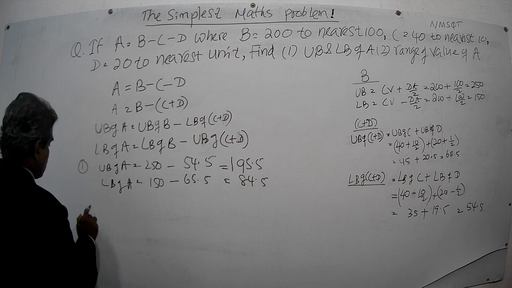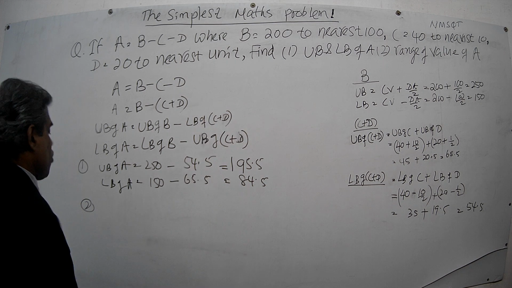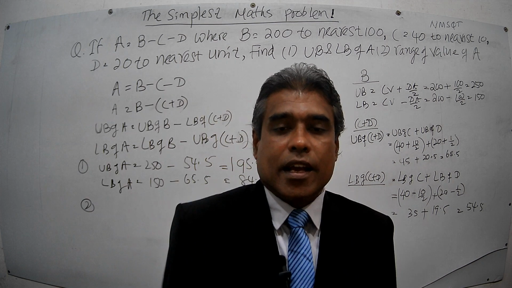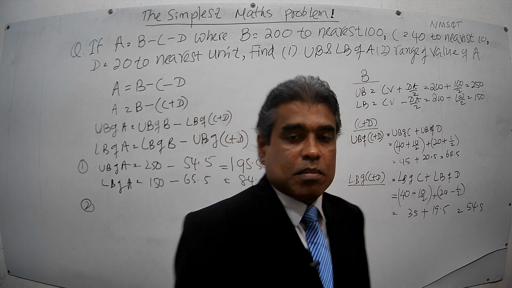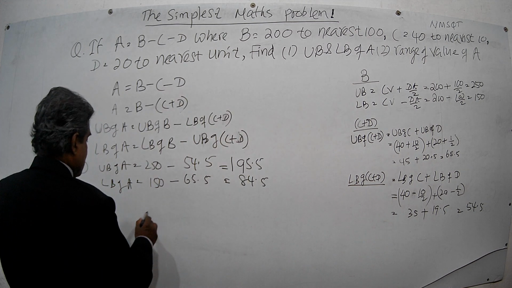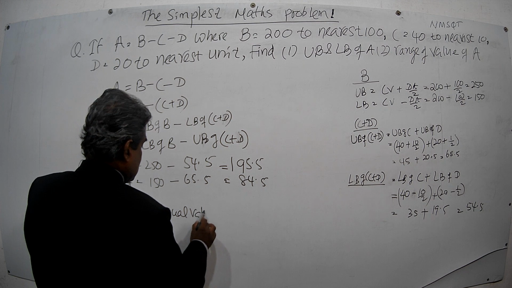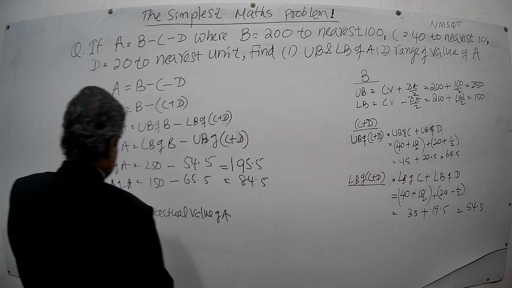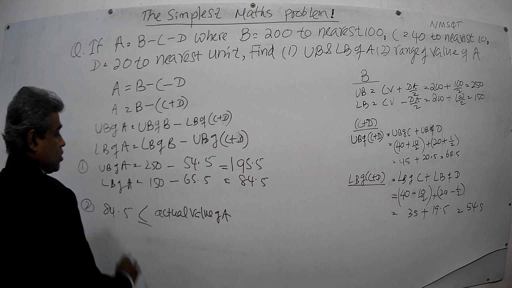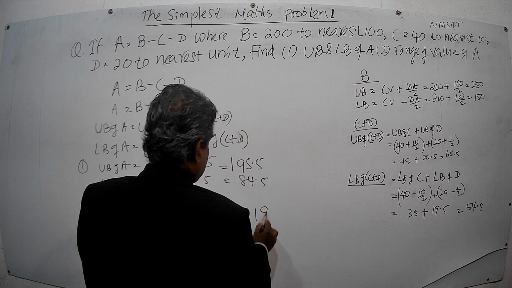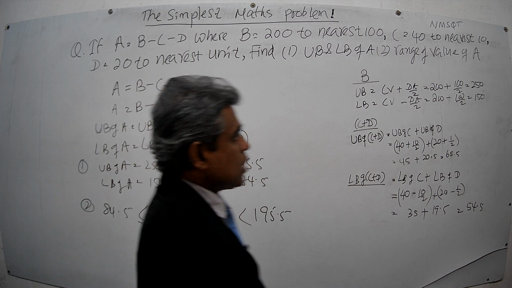Then the second part will be the range. The range of actual values is always greater than or equal to the lower bound, but less than the upper bound. So that is the format. Therefore, you write the actual value of A is greater than or equal to the lower bound 84.5, then less than 195.5. So that is the answer. That's all about the question. It has been fully answered.